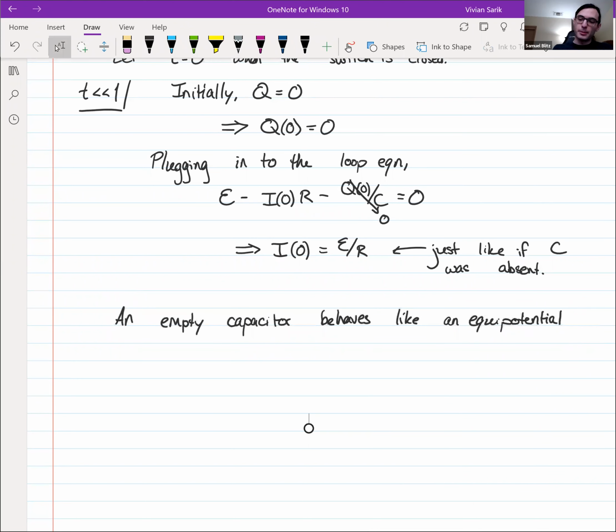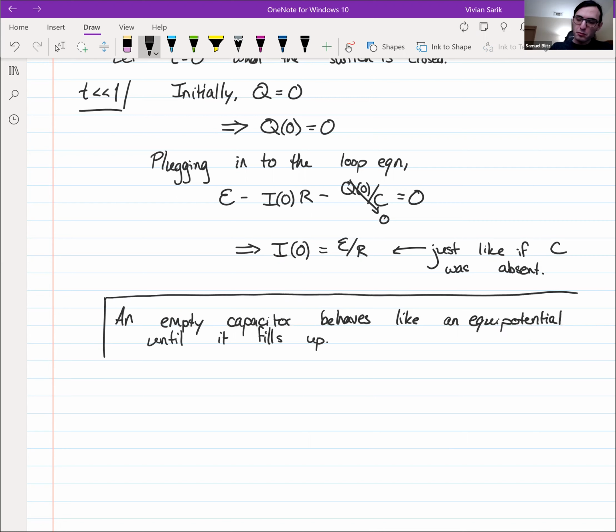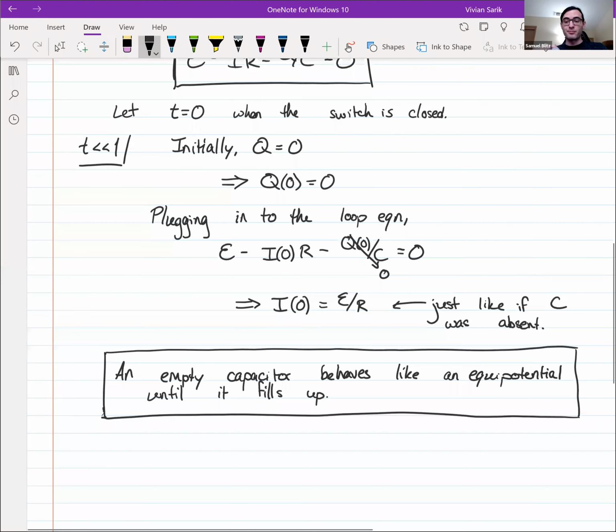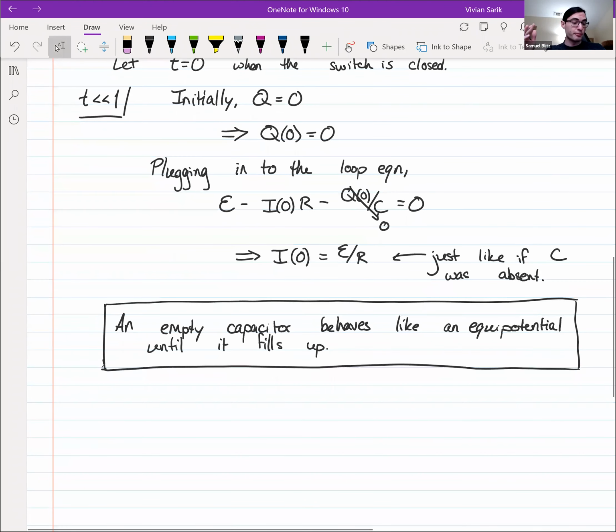Sorry, it behaves like an equipotential until it fills up. So all we established is that when there's no charge on the capacitor, the circuit behaves as if that capacitor wasn't there. But the moment there's charge on the capacitor, that's just not true anymore. This calculation we just did doesn't hold.